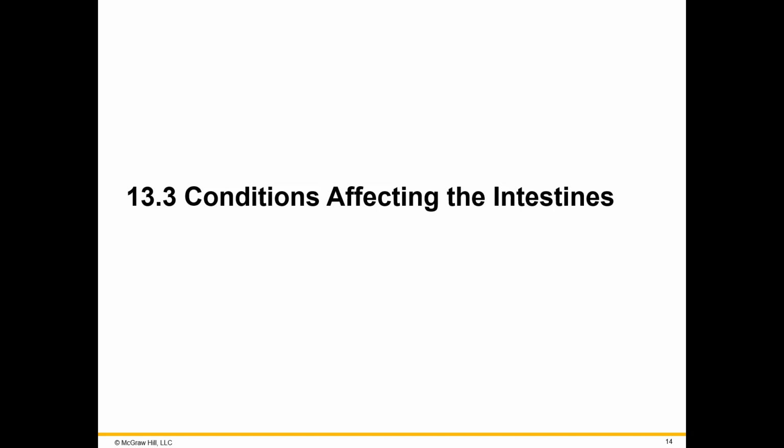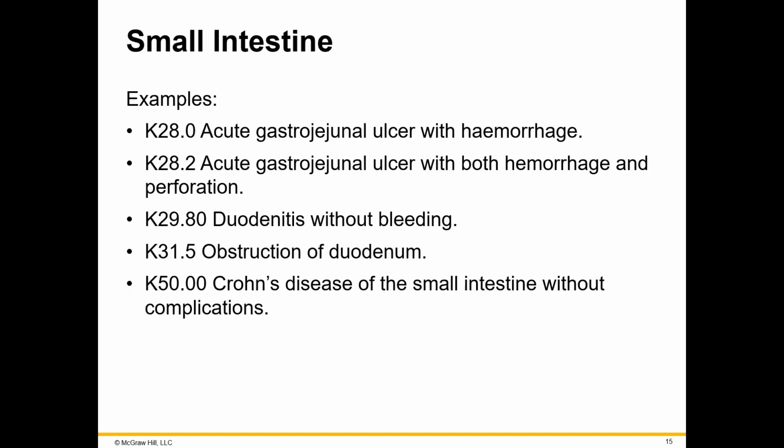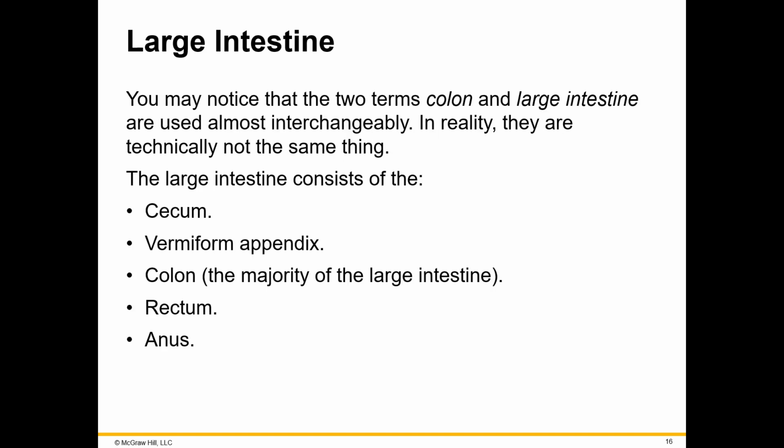13.3 Conditions affecting the intestines. Small intestine examples include K28.0, acute gastrojejunal ulcer with hemorrhage, K28.2, acute gastrojejunal ulcer with both hemorrhage and perforation, K29.80, duodenitis without bleeding, K31.5, obstruction of duodenum, and K50.00, Crohn's disease of the small intestine without complications.